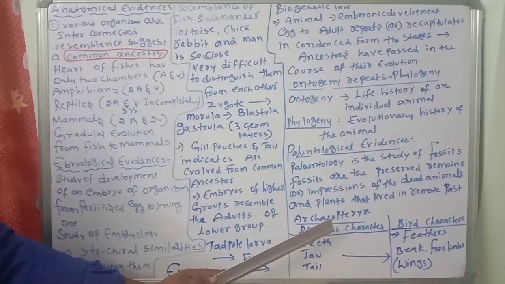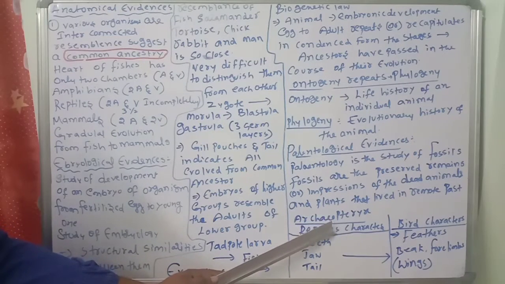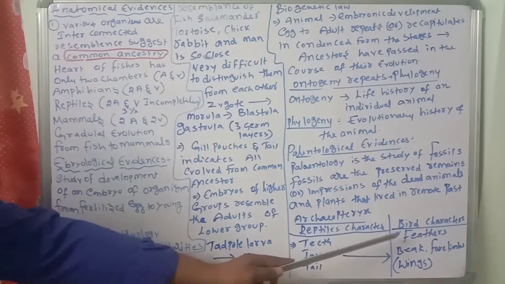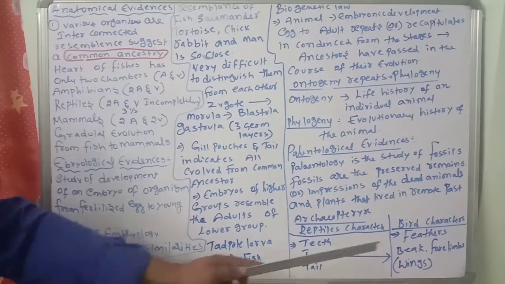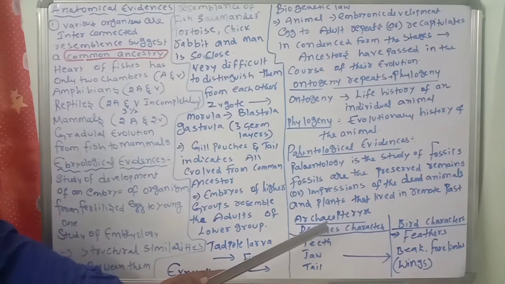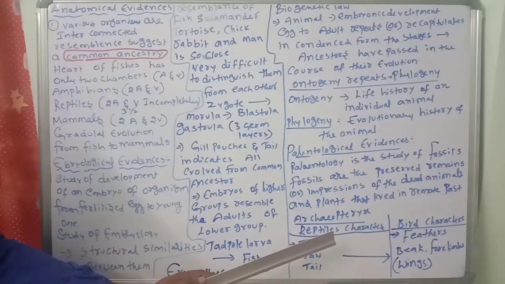For example, the Archaeopteryx. The fossil Archaeopteryx shows characteristics of both reptiles and birds. The reptile characters are teeth, jaw and tail. The bird characters are feathers, beak and wings. So Archaeopteryx is a missing connecting link between reptiles and birds. These are the things you have to remember.